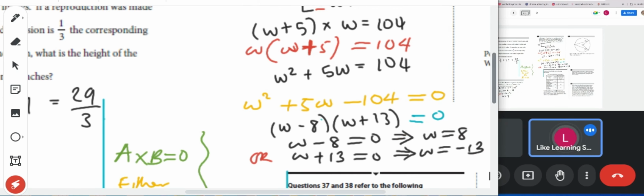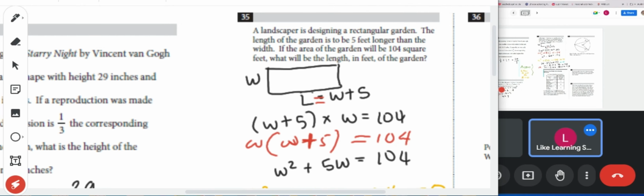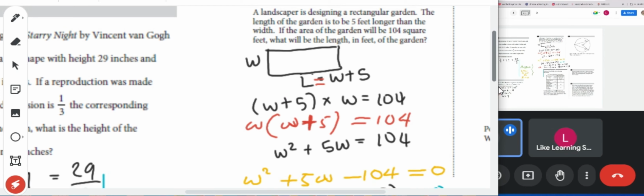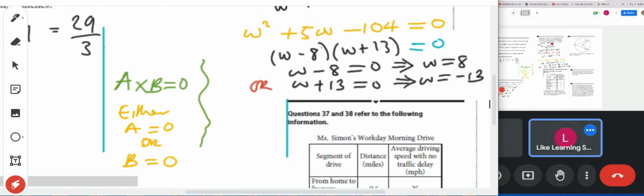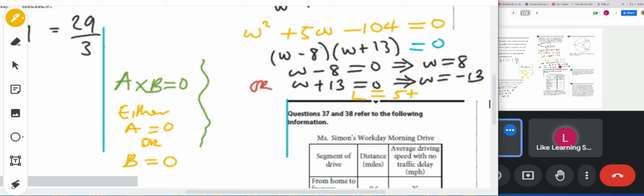Now if the width is 8, is it the width we are looking for? We're looking for the length. What will be the length? So the length would just be 13. It's even 13 directly, because length is w plus 5, width plus 5. So if width is 8, the length is 13. So length is equal to 13. Okay, 8 plus 5, yeah.